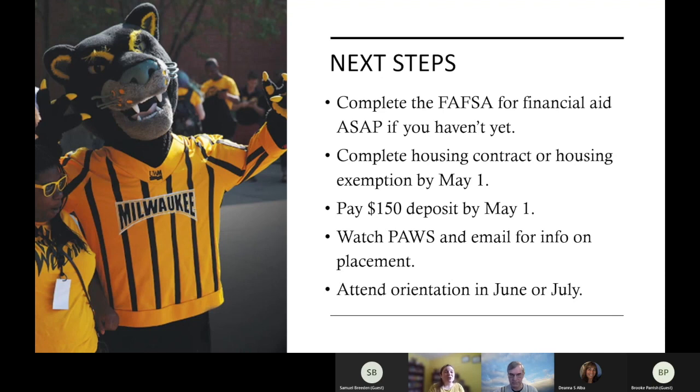The $150 new student confirmation deposit is also due priority deadline by May 1st, but we will always accept those deposits after May 1st as well. That's essentially your confirmation to us that you are planning to attend UWM in the fall. So that $150 deposit is one of the first initial steps that students may take once they make that decision.